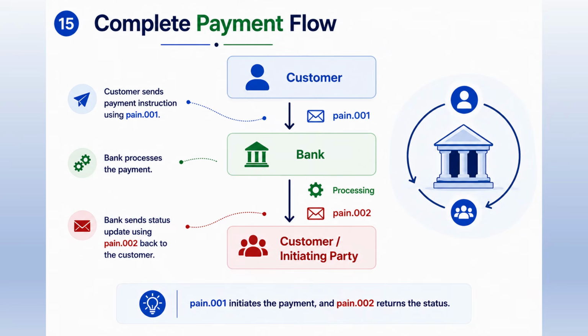Let's bring everything together. A customer or initiating party submits a payment instruction. The instruction can be represented using pain.001. The bank receives and processes that instruction. As the payment instruction moves through the relevant processing stages, a status report can be communicated using pain.002, depending on the business flow. So remember this simple relationship. Pain.001 initiates. Pain.002 communicates status. That's the basic customer-to-bank payment initiation and status reporting concept.